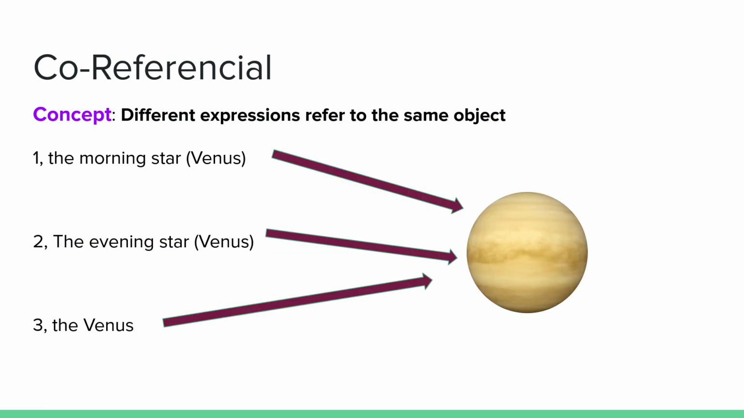Let's look at the term co-referential. The concept of the term co-referential in the phrasal and sentential semantics is that different expressions refer to the same object. In this illustration, the morning star, the evening star, and the Venus are all referred to the same planet, the Venus. So we can see that the morning star, the evening star, and the Venus have a co-referential relationship.